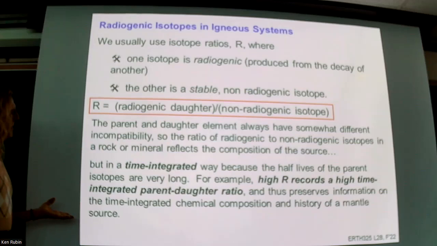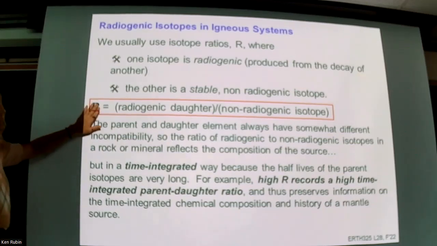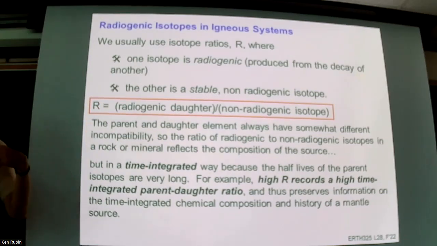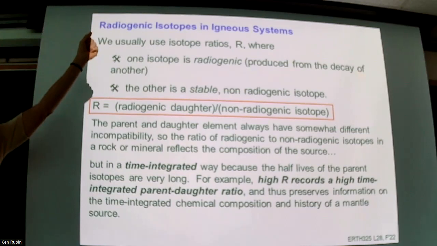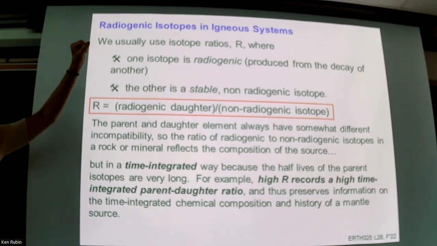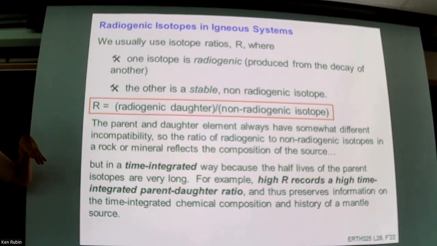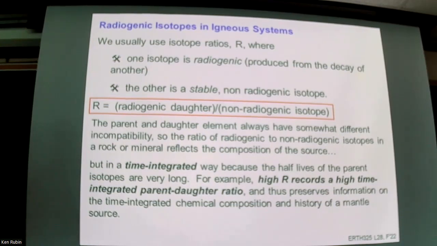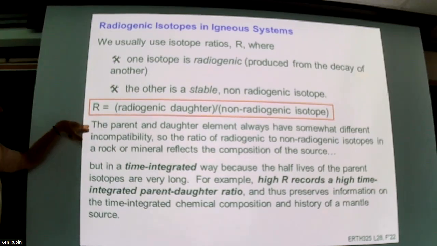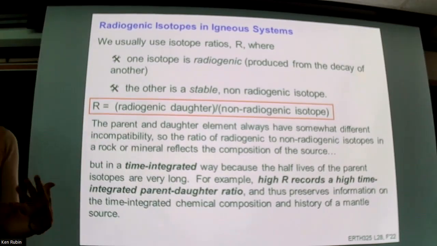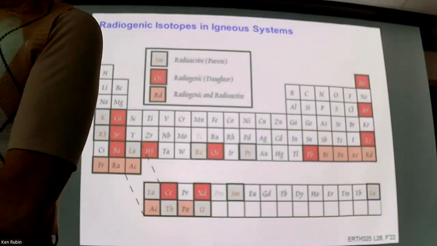As you can also imagine, if you have a really high value of R in a system, that means it's got a lot of radiogenic daughter. You can get a lot of radiogenic daughter in two ways. There could be a lot of radioactive parent in a short period of time, so much parent that you're seeing a lot of decay, or it could be a small amount of parent, but you've waited a really long time. And you can have any scenario in between. But having a high ratio means you've had a high amount of radiogenic ingrowth.